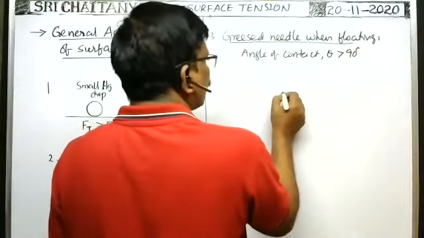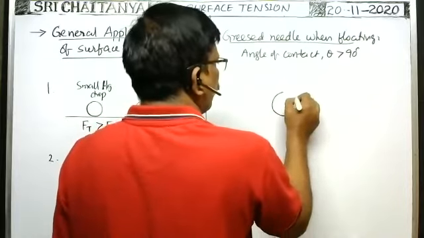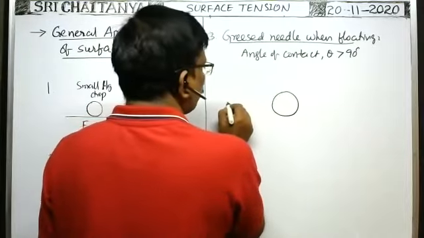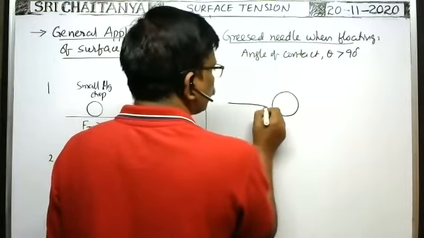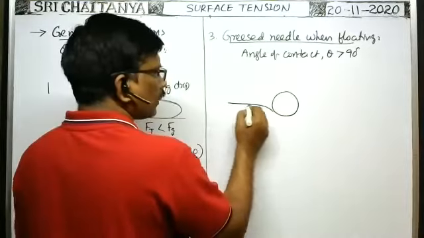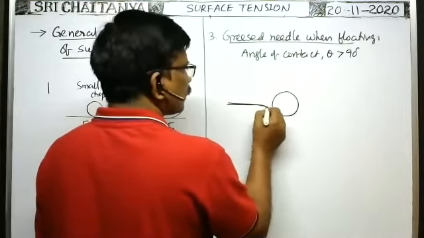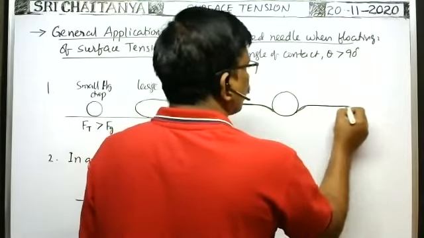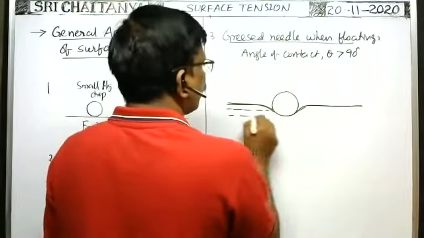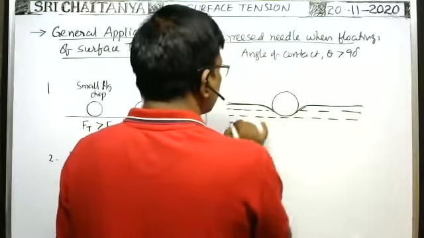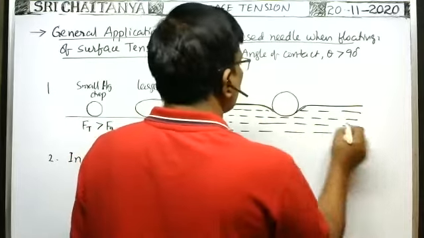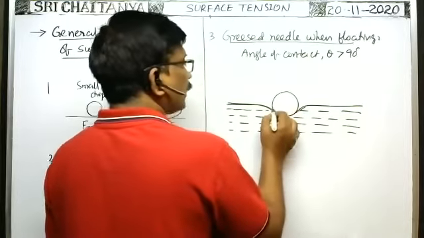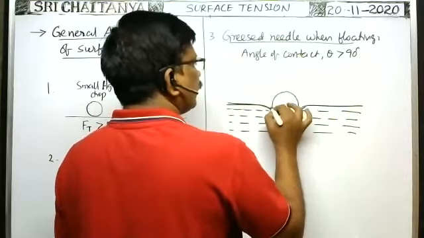So in such a case, whenever the needle is floating over the surface of the water, if you see the cross section of the needle, it is like this, and the surface of the water becomes like this, because the surface of the water in contact with the needle is like this. So at this point of contact, when you draw the tangent to the surface of the liquid, the tangent is like this.